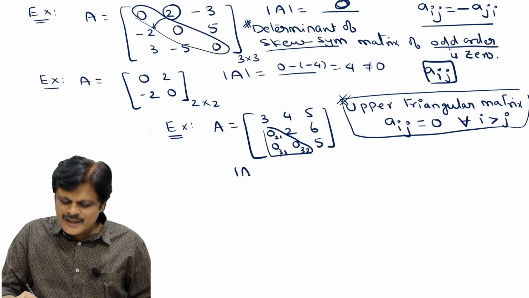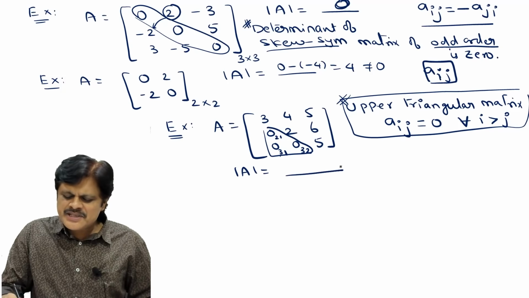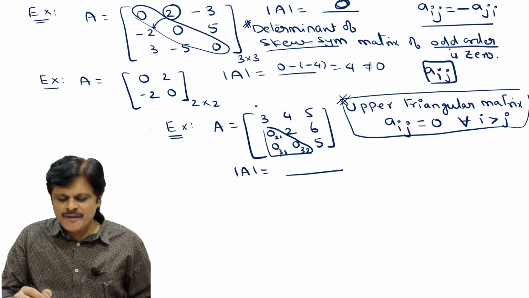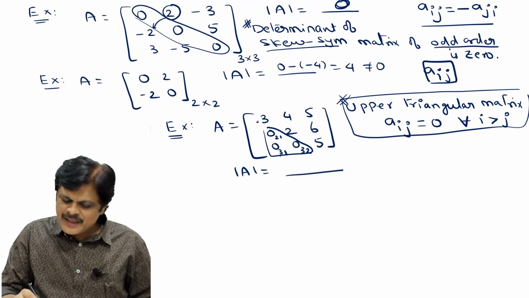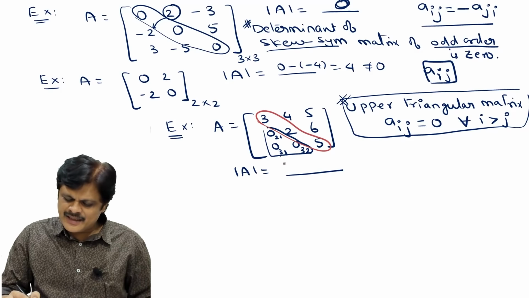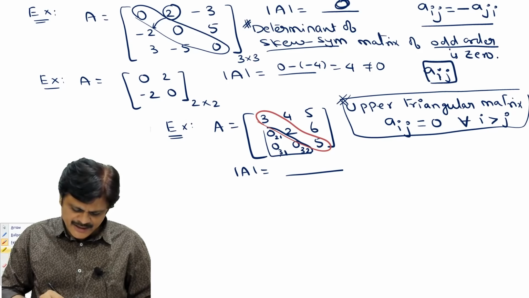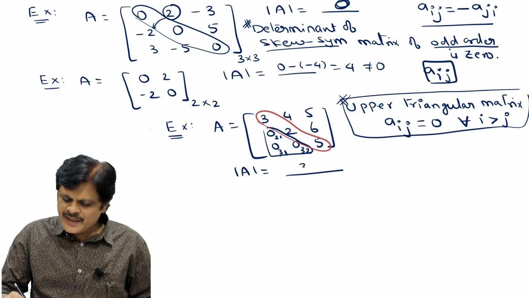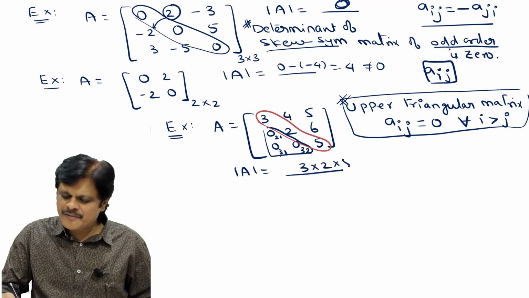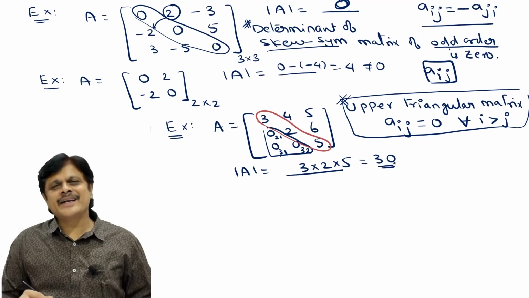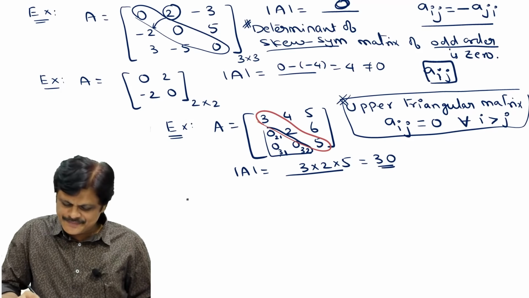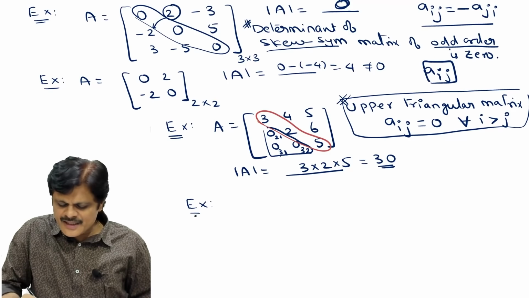And you know the determinant of an upper triangular matrix is simply the product of the main diagonal elements. You can simply take the product of the main diagonal elements. I'll just change the color. 3 into 2 into 5. 3 twos are 6, 6 fives are 30. You can directly get the answer. Next one.